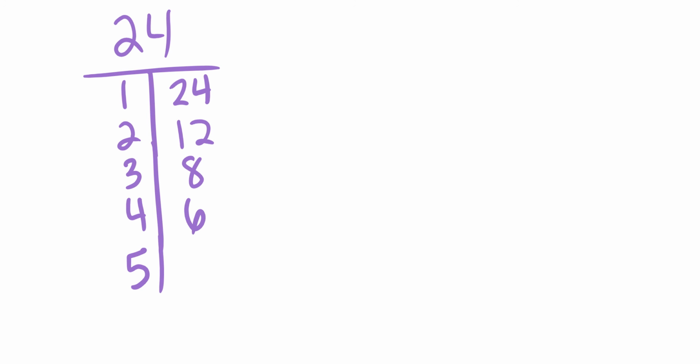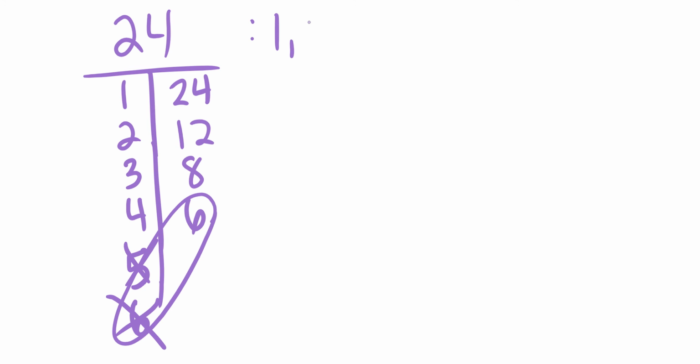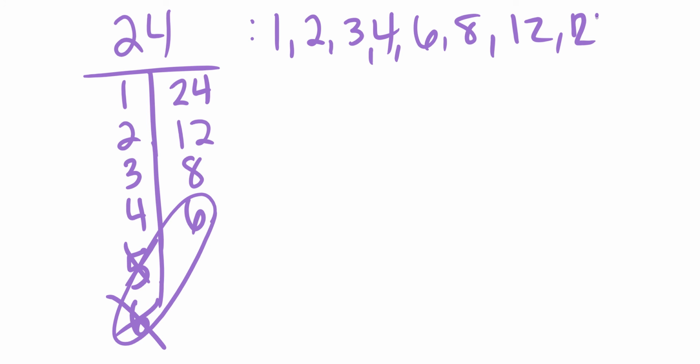And then 5. Well, 5 can't go into 24. So the next number would be 6, but 6 is already there. So then I can stop. So you can stop once a number on the left-hand side matches a number on the right-hand side. So these are the factors of 24. We list them numerically, least to greatest: 1, 2, 3, 4, 6, 8, 12, 24. So I go down the left and then up the right side. Okay, so those are the factors of 24.